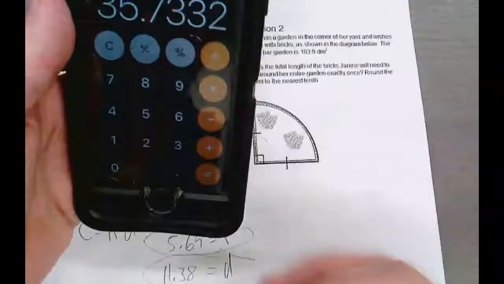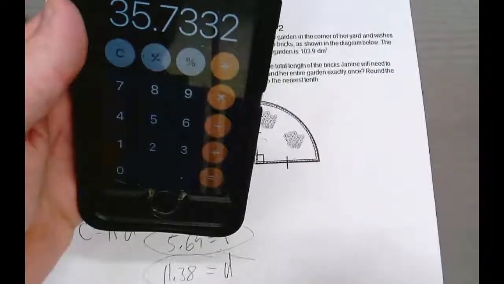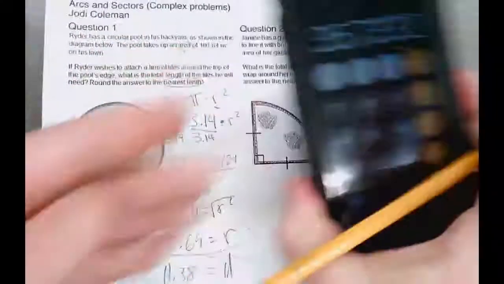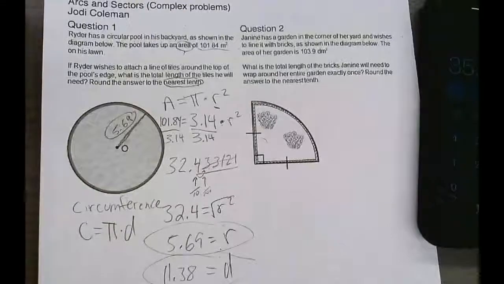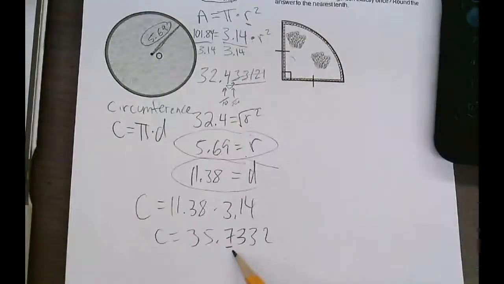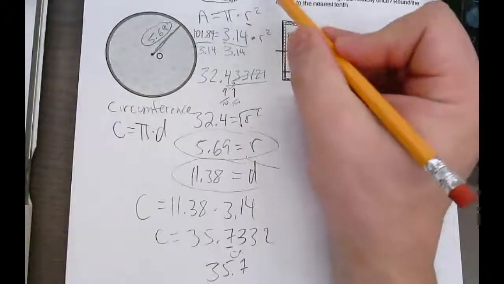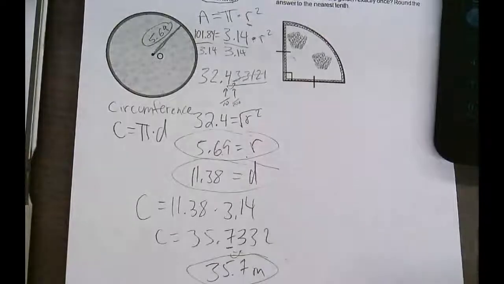So 11.38 times 3.14 gives me a circumference of 35.7332. So again, they told us to round to the nearest tenth. So we look, this is the 10th spot here. You look next door, it's not a 5 or greater, so it is just 35.7, and the unit is meters. It's just meters, not meters squared. Meters squared is for area.